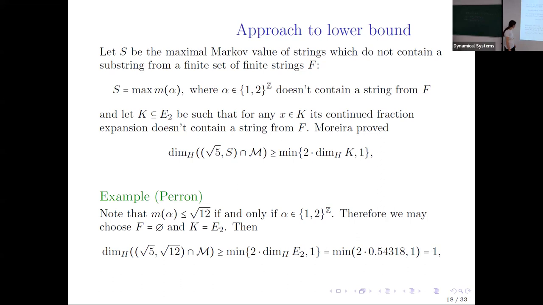So if you take just the empty set and allow everything, then the dimension is going to be bigger than 1, because the dimension of A2 is bigger than a half. So this is a simple estimate which tells us that our value t1 should in fact be smaller than the square root of 12, and that was known, of course, for a very long time.